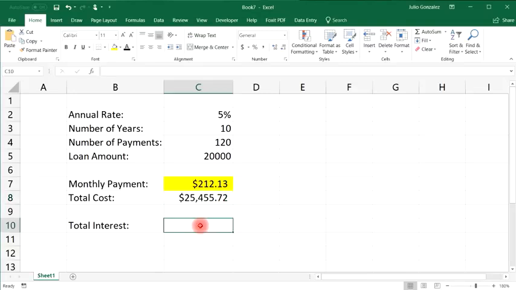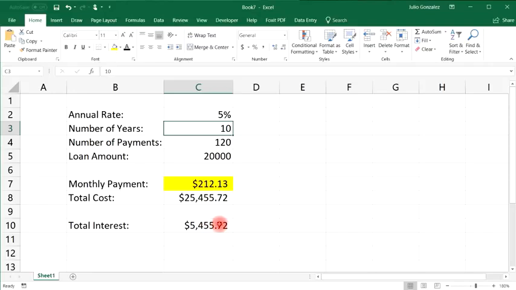Now the total interest that we're paying is going to be the difference between the value in cell C8 and cell C5. So let's type in equal C8 minus C5. And so we're paying $5,455.72 in interest. And so that's a lot over the course of 10 years.